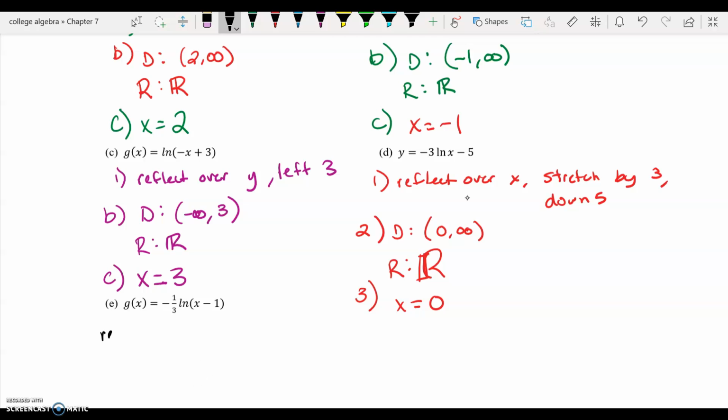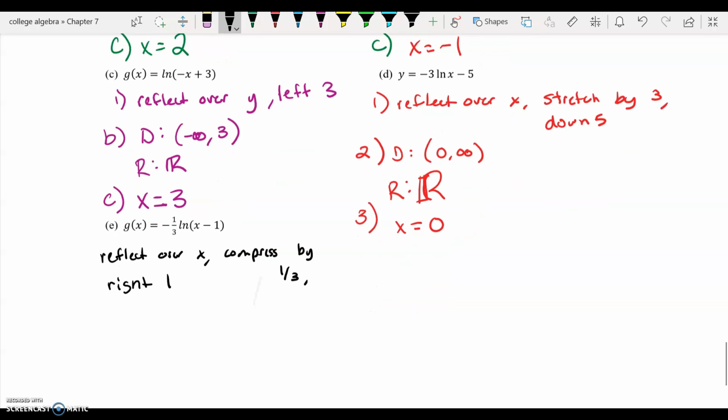Last problem, I reflect over x, compress by 1/3, and I move it right 1. So that's part A. Part B, my domain is going to be 1 to infinity because I moved it left to right. My range is all real numbers. And then the last part, my asymptote is based off my domain. It's going to be at 1.